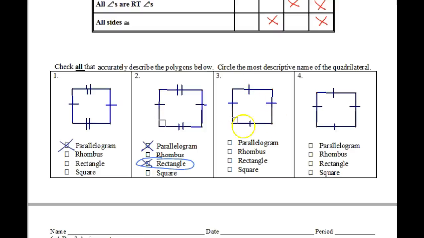Here we have all 4 sides the same with a right angle. Its most descriptive name is a square, but it's also a parallelogram, a rhombus, and a rectangle. For the last one, the only thing we know is that all 4 sides are congruent. We don't know if there's a right angle, though. So it's definitely a parallelogram, definitely a rhombus, and the most descriptive name would be rhombus.